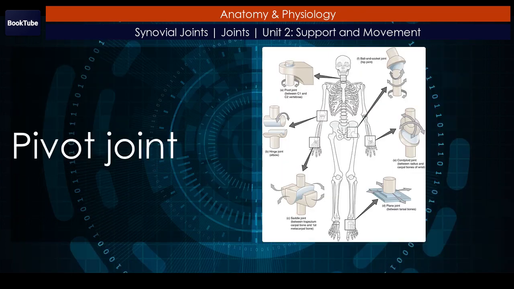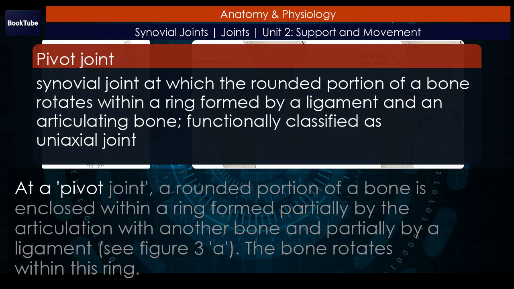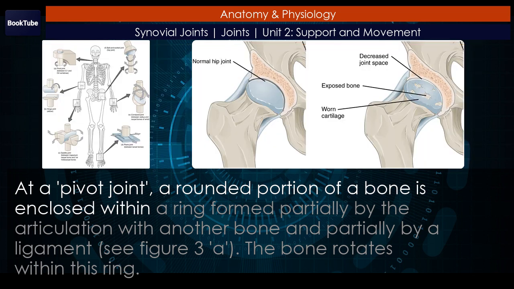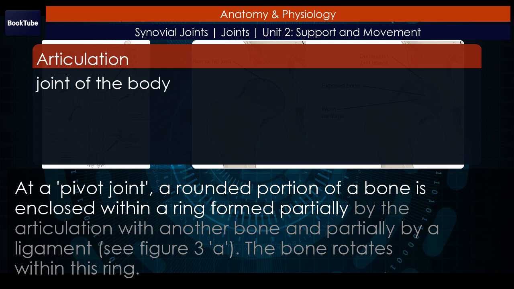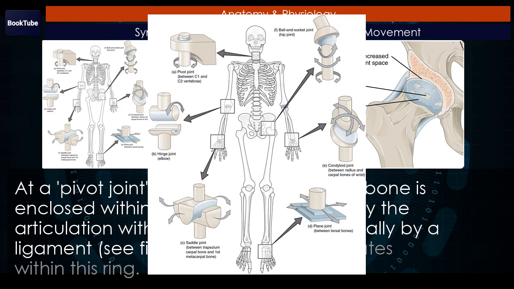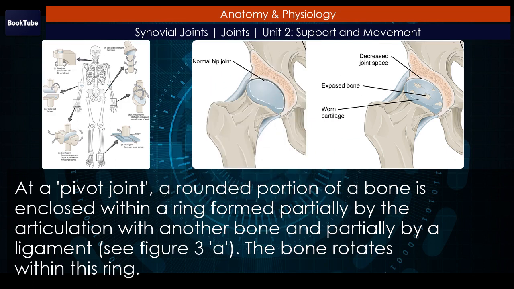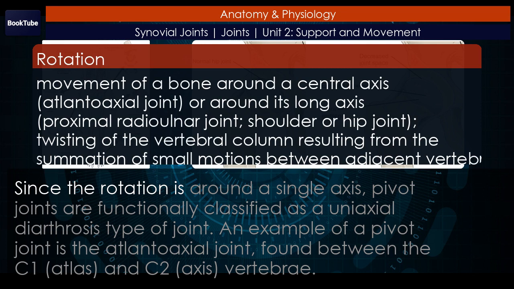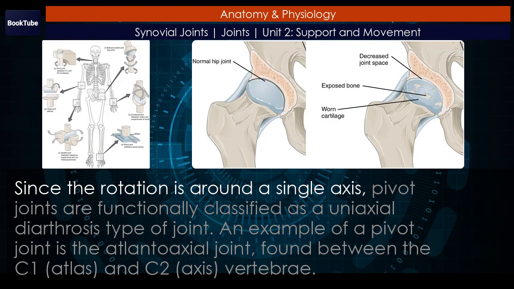Figure 3. Pivot joint. At a pivot joint, a rounded portion of a bone is enclosed within a ring formed partially by the articulation with another bone and partially by a ligament. See Figure 3. The bone rotates within this ring. Since the rotation is around a single axis, pivot joints are functionally classified as a uniaxial diarthrosis type of joint.